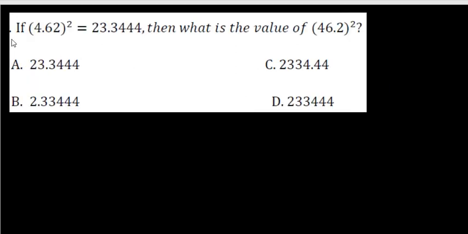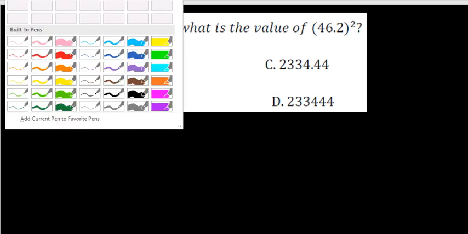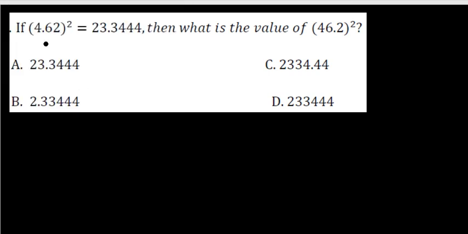The next question, it says, this is also square root, cube root. It says 4.62 the whole square. This is given. It's a given condition. We have this, and then we are asked this one. So our objective is, we will try to write this one in terms of 4.62 the whole square. So there is 46.2 here, and there is 4.62 here. So we can change 46.2 in this form. How? Let's see it.